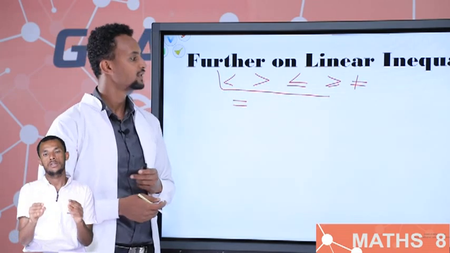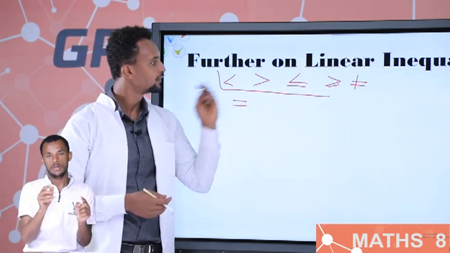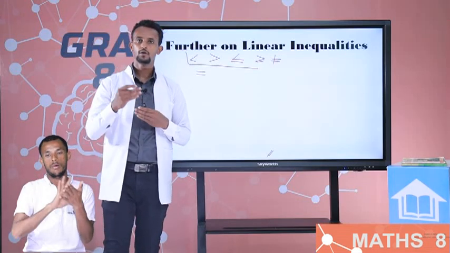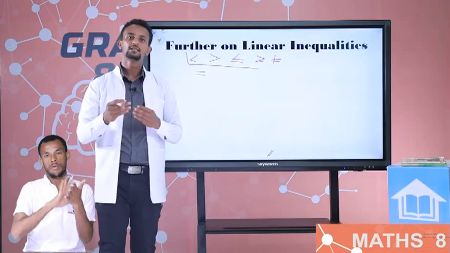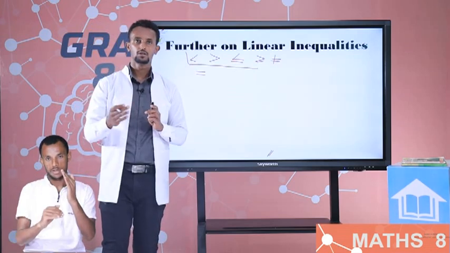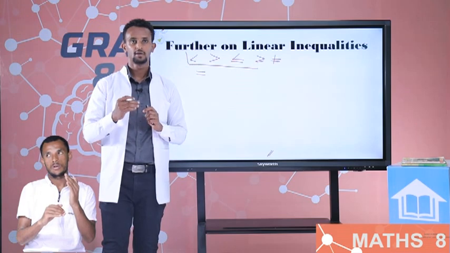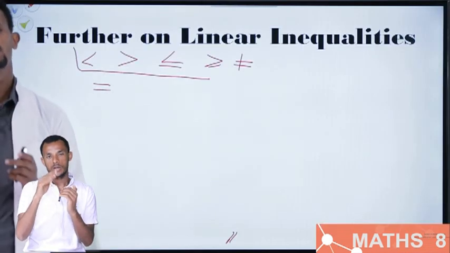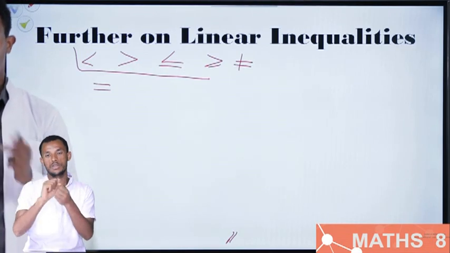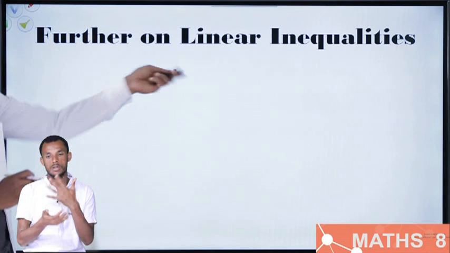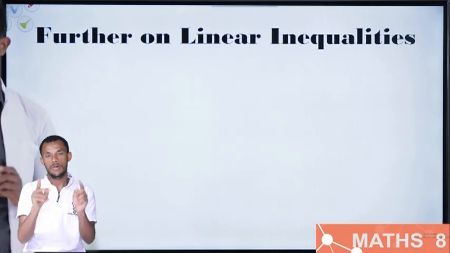The last difference is that in the case of inequality, if you multiply by a negative number or divide by a negative number, the sign will be changed: if it is less than, it changes into greater than, and if it is less than or equal to, it changes into greater than or equal to. So after we discuss these differences, let's see the example.